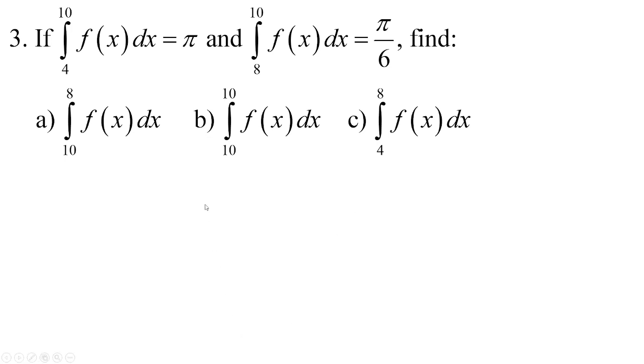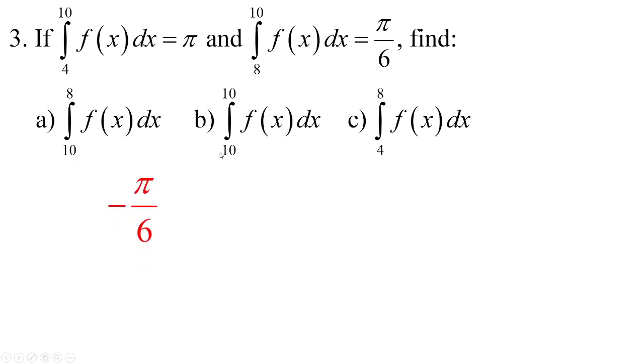Okay, so here's the first type of problem you're going to have to be able to do on a final exam, where they've given you the definite integral from 4 to 10 of f of x dx is pi. From 8 to 10, that integral is pi over 6. And now they want us to find the integral from 10 to 8 of f of x dx. So do you notice that all they did was reverse the bounds, 8 to 10 and 10 to 8? So isn't that simply going to give me a negative pi over 6 right here?